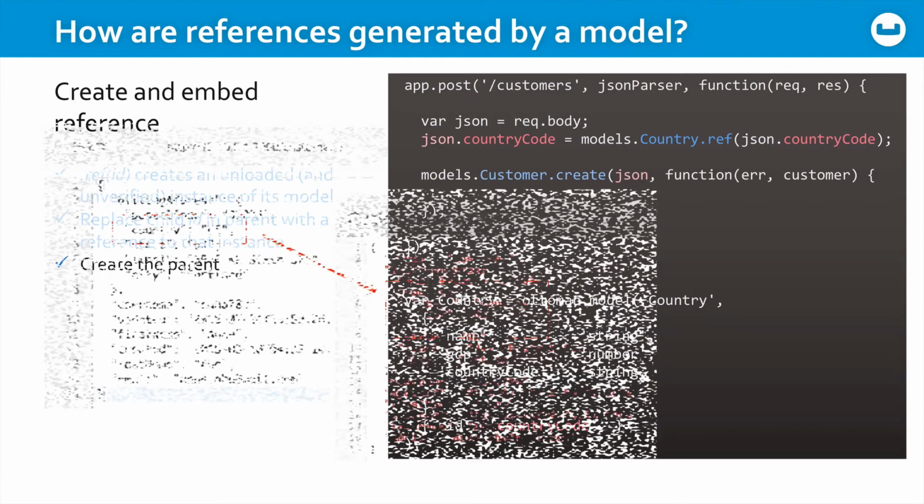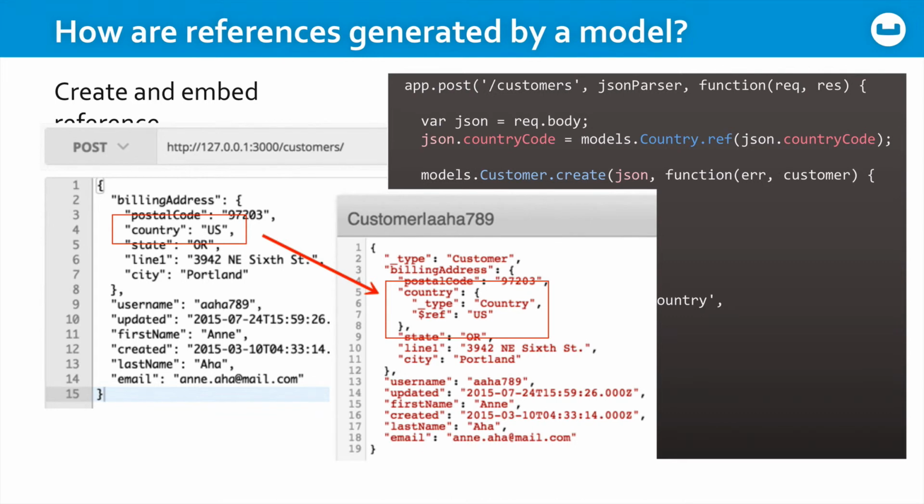What it would look like under the hood is on the left, we see the JSON posted from the client. It has a country attribute which contains the country code for the document to be embedded. And so the ref method uses that to look up and create the reference that we see on the right that has the type and the ID value for the related document. By assigning that back into the country code of the JSON and then passing the resulting JSON to the create method, the document on the right is the customer document that ends up being created, expressing the parent-child relationship by reference.